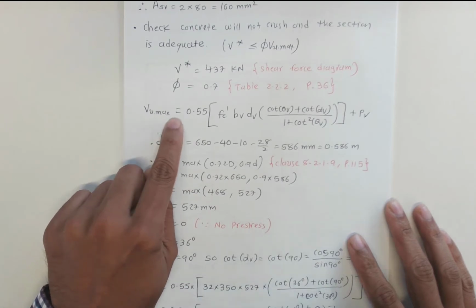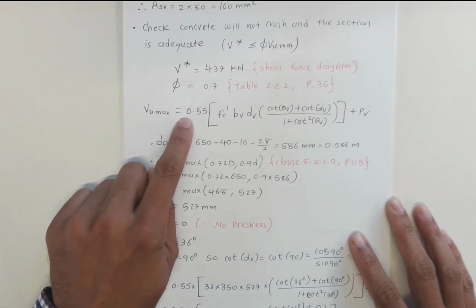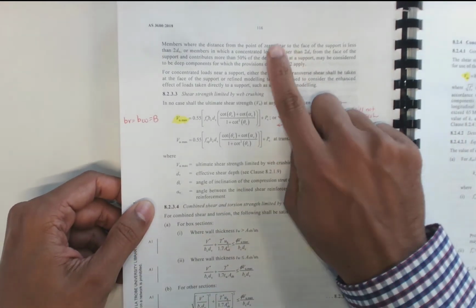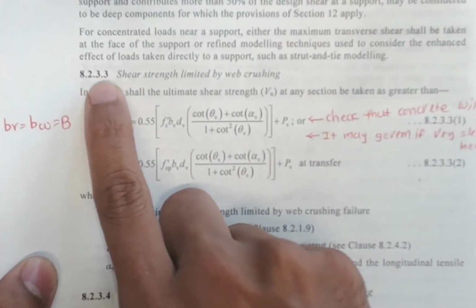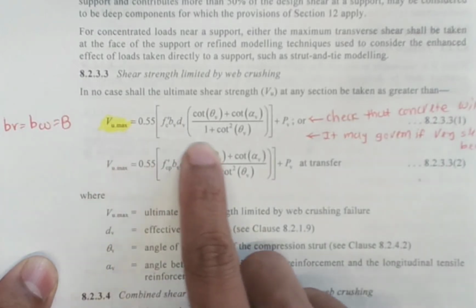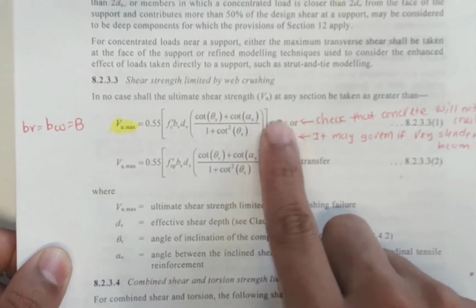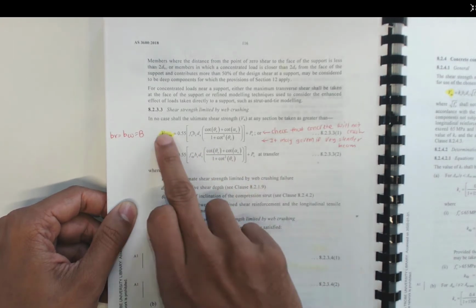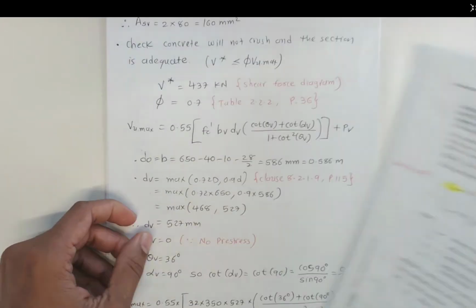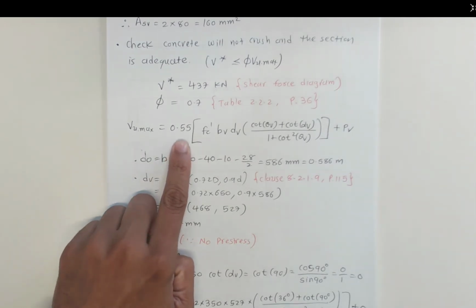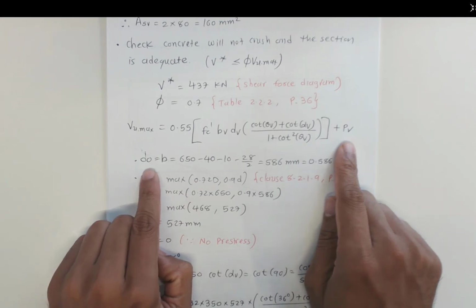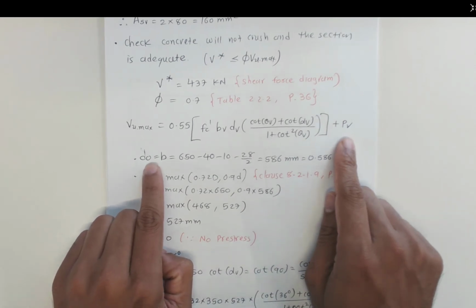Now for Vu max, the Australian Standard has provided the equation on page 116, clause 8.2.3.3. We have equations to calculate the shear strength. These big equations are written here. We are not at a transfer zone, so we just need to take this equation for Vu max, which is copied here, with 0.55. Now I will calculate those values one by one.